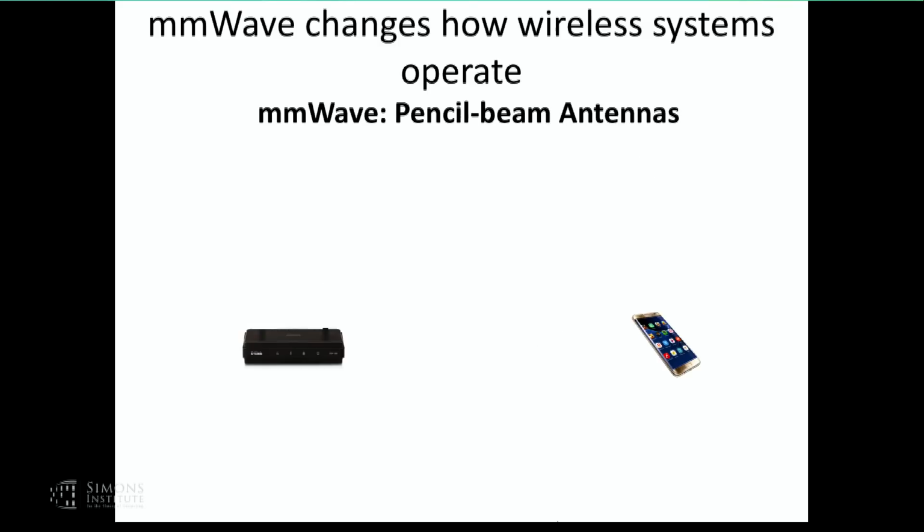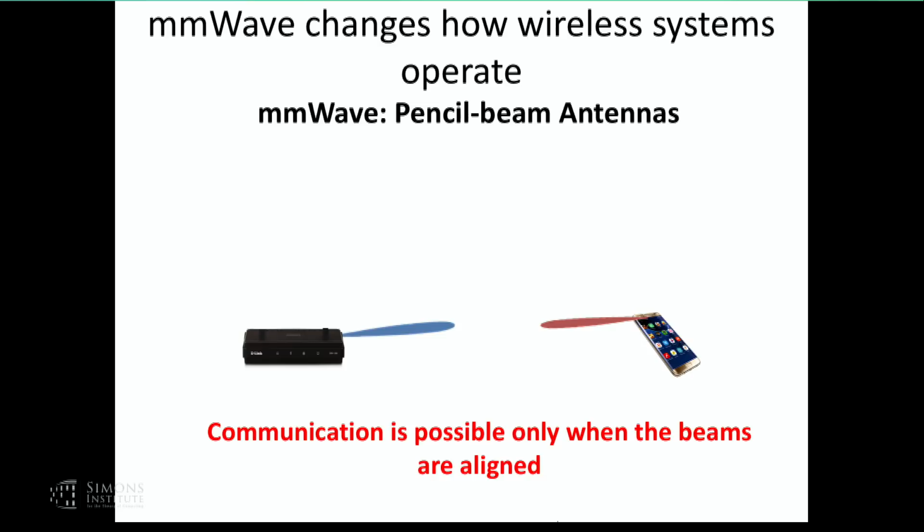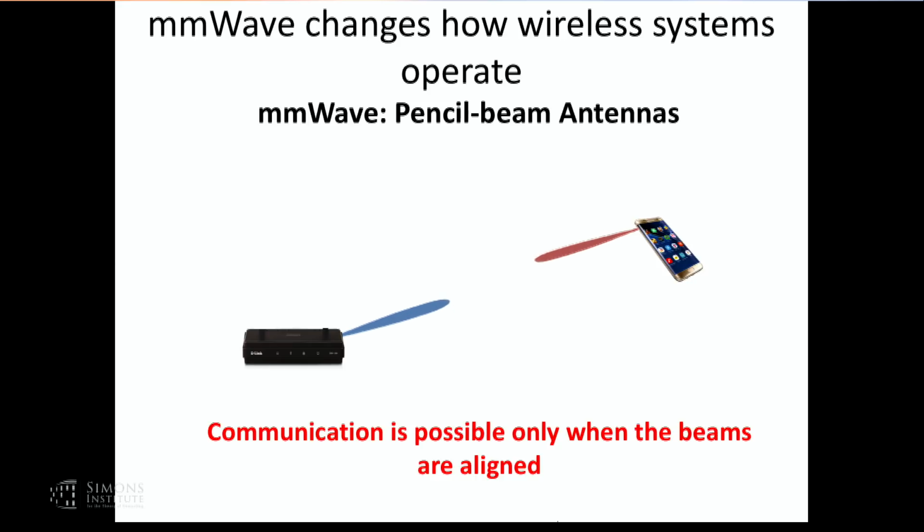But if you go to millimeter wave and you're using these very narrow beams, basically, unless the beams are aligned, sometimes you can't even know that there is an access point. So basically, communication at very high data rates is only going to be possible when the two beams are aligned. And even worse, if you just move a bit, the connection drops and you have to realign again.